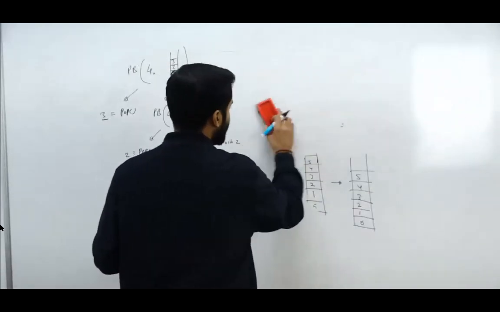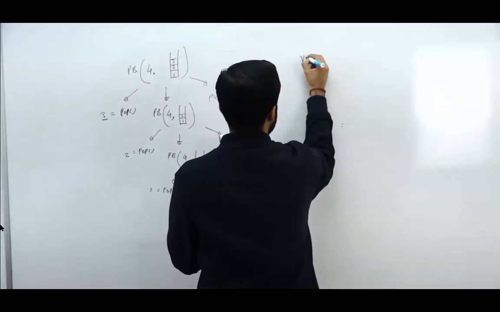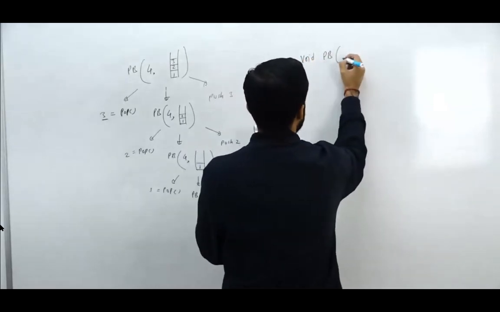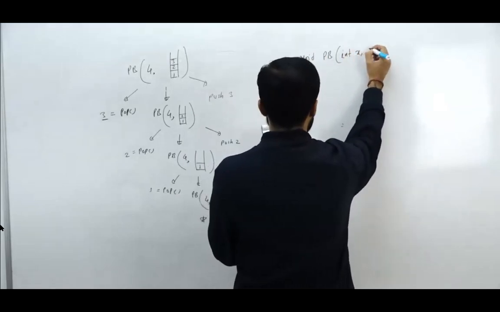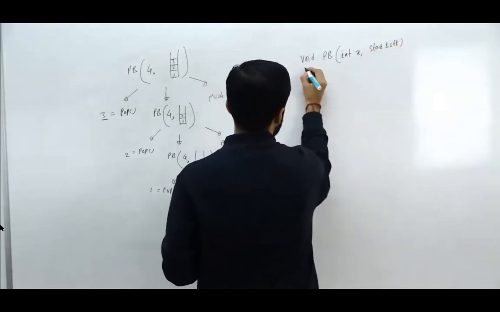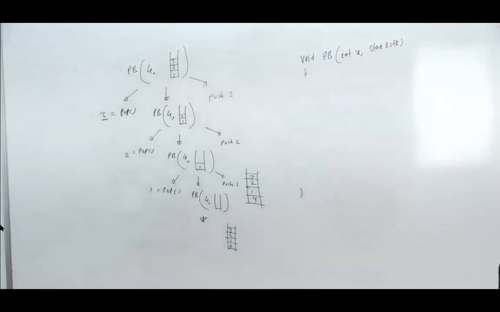But before that, let's try to write the code of it. Let's say you want to write a push bottom method. It does not return anything. The arguments that you pass are integer x, and there is a stack that you are passing by reference. Tell me what will be your first line of code? Base case. And in this situation, what is your base case? The base case is to check whether your stack is empty or not.